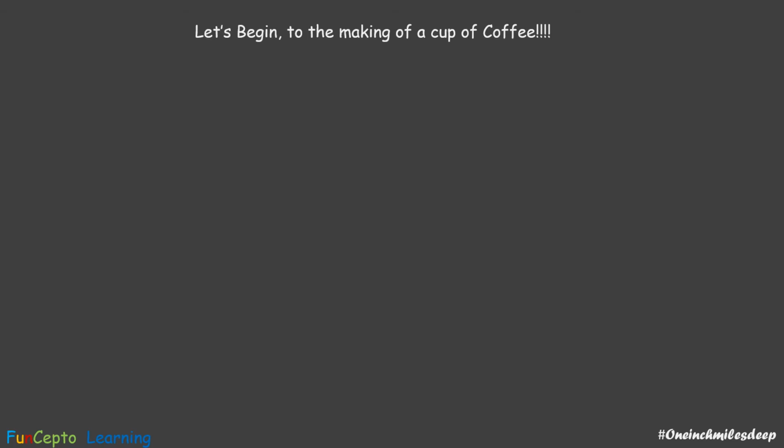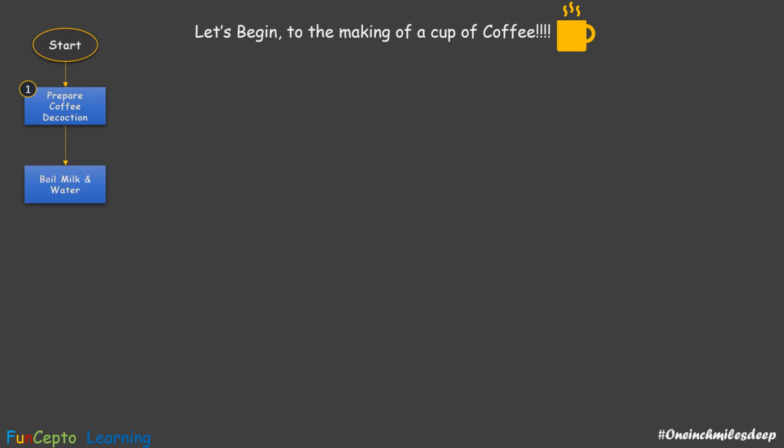All right, let's get started and help Tofu prepare a cup of coffee. Help him with the steps or the process he needs to follow in making the coffee. Let's get started with a high level understanding of the process steps. To begin with, Tofu needs to prepare a cup of coffee decoction. Let's mark this as step one. Then he has to boil water and milk together in a vessel. Let's mark this as step two.